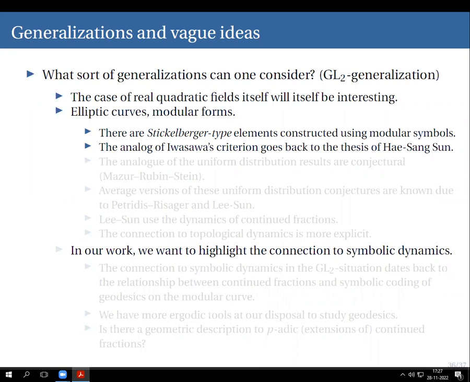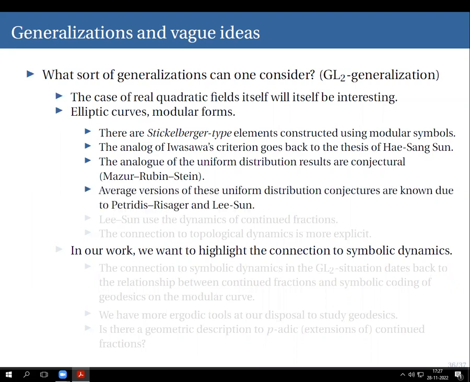Okay. And this analog of Iwasawa's criteria actually goes back to the thesis of Hira's student, Haesung Sun. And so there's an analog of this Iwasawa's criteria that I wrote down. And then you can ask if there's an analog of this Ferrero-Washington equidistribution statement. And I think there's no statement that's known to be true, except that there are conjectures of Mazur, Rubin, and Stein.